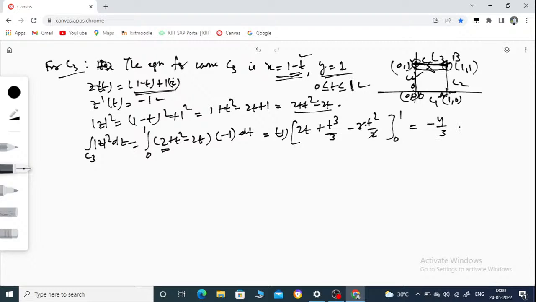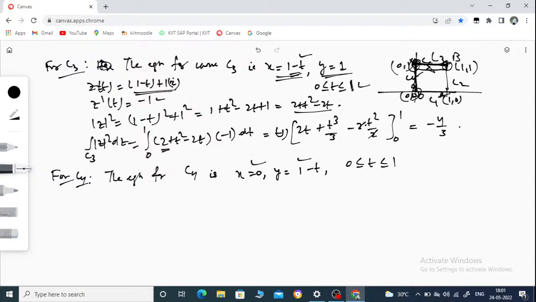Okay. Similarly, for C4, the equation for C4 is, this is your C4, and for this vertical line, x is fixed at 0 and y is 1 minus t, where t varies from 0 to 1. If we put t equal to 0, then y will be 1, the upper point, and if we put t equal to 1, then 1 minus 1 is 0, this is the origin point, and here x is fixed, x is 0.